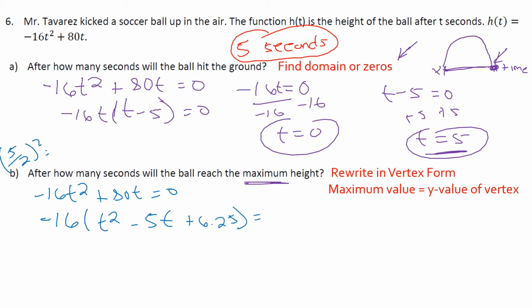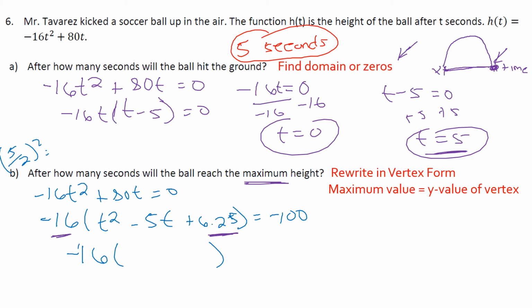Equals, so I have to write something equivalent on the other side. So instead of adding 6.25 to the other side, I need to write the equivalent of what I have here. And so this 6.25 is really being multiplied by this -16. I need to multiply the two. So -16 times 6.25 is -100. So now factor -16, bring that down.